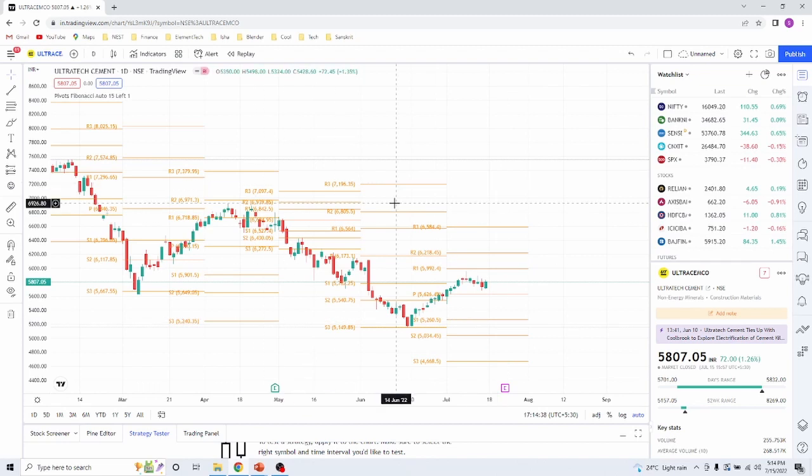Okay, so these are the tools which will help you sort of automatically plot the support and resistance levels. Again, as all formulas in technical analysis, this is approximate, so you have to use this with other indicators and other price actions, candle movements, volumes, and then take a call.